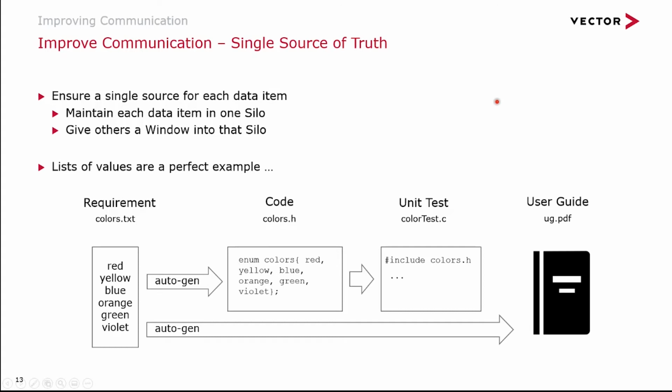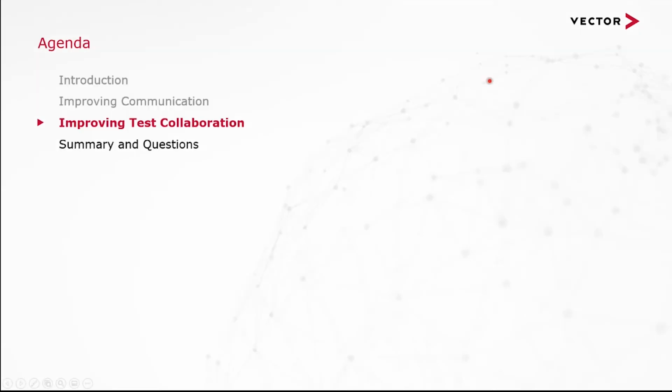And the fourth step is if we can write a little more glue, we can actually auto-populate the paragraph in the user guide that pertains to colors based on that same information. So we've gone from a Word document that has a comma-separated list embedded in some paragraph of text to a single file that's going to be the genesis for every place in the application where we use the list of colors. Okay, so the next section is for improving test collaboration.